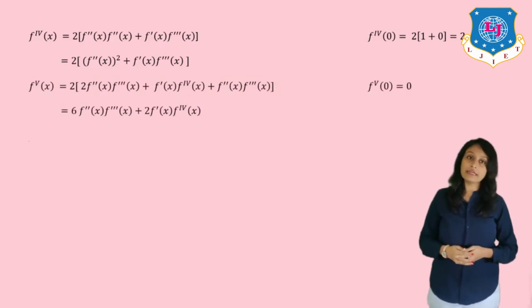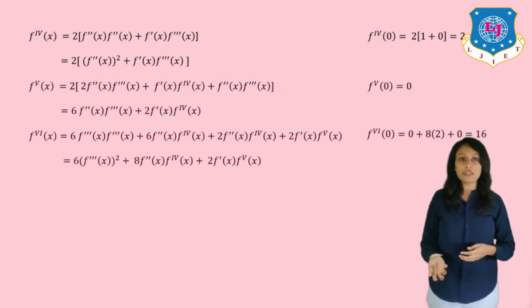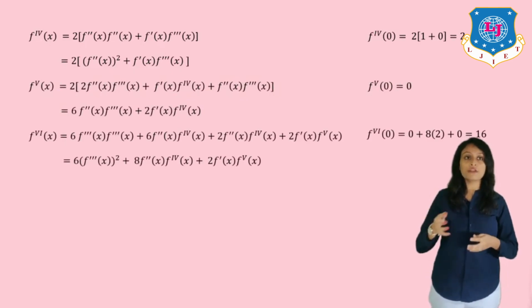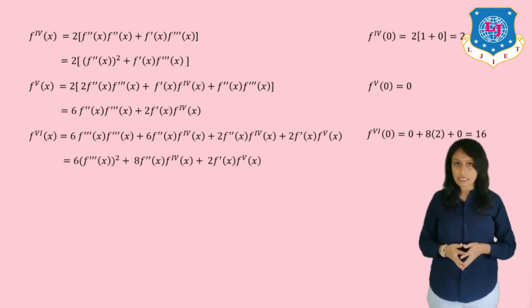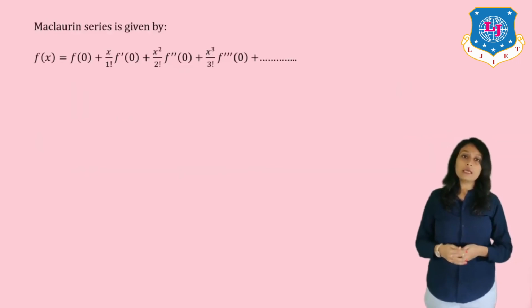Next we have to find the derivative again, similarly using the chain rule and multiplication rule. So the fifth derivative answer is 0 and the sixth derivative answer is 16. Okay, now let's find the Maclaurin series.